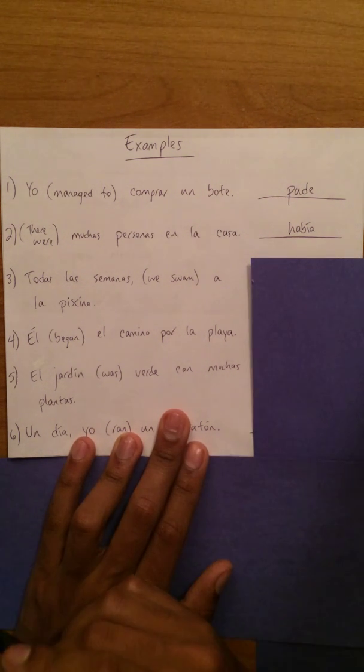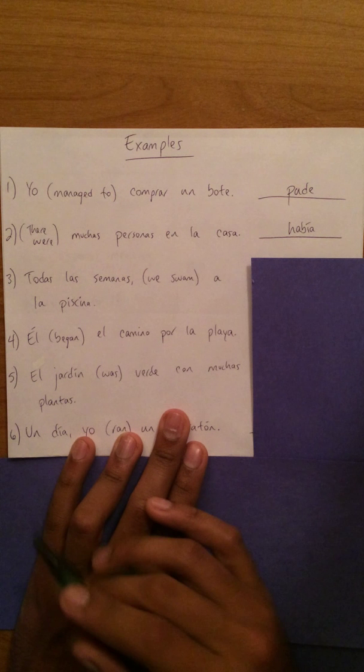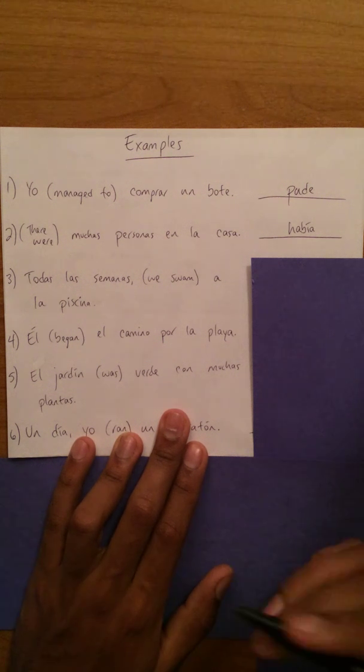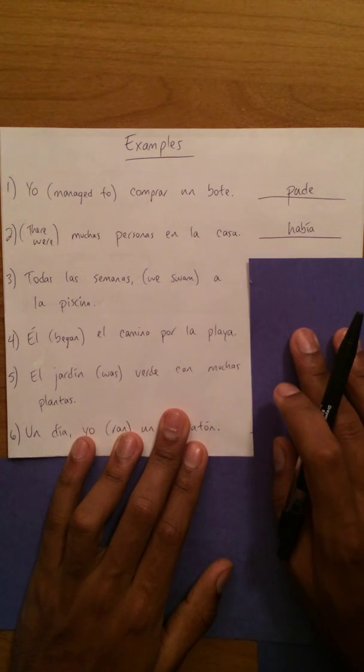Number three, todas las semanas we swam a la piscina. The todas las semanas is the trigger phrase, that meaning every or all the weeks. And so if we conjugate that in the imperfect of we swam, it's going to be nadábamos.